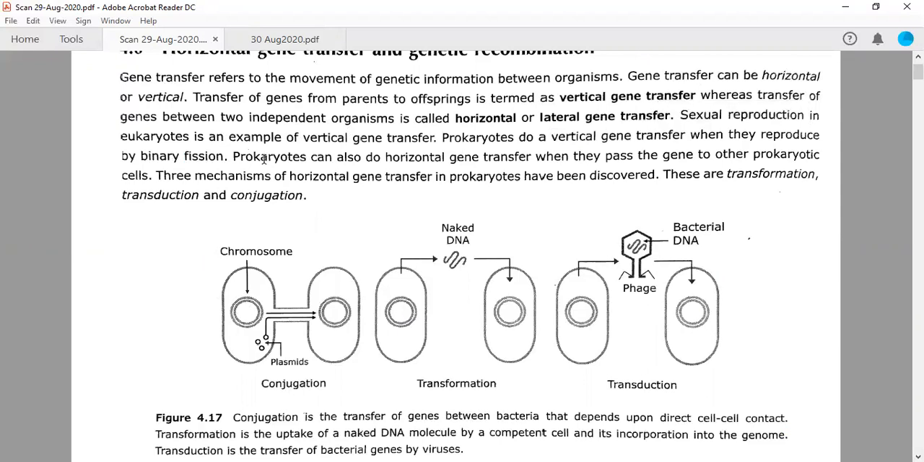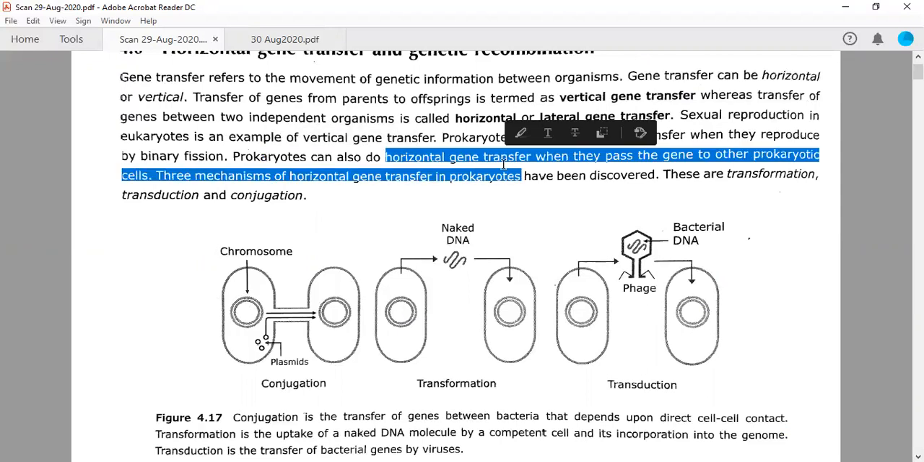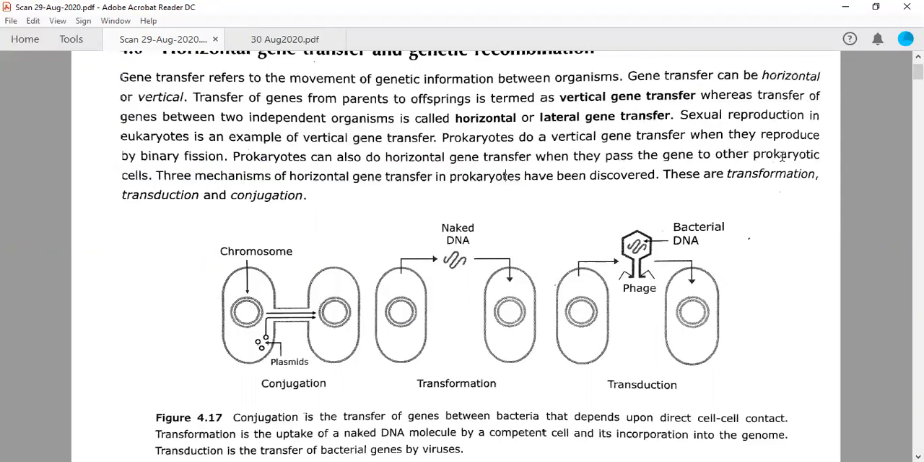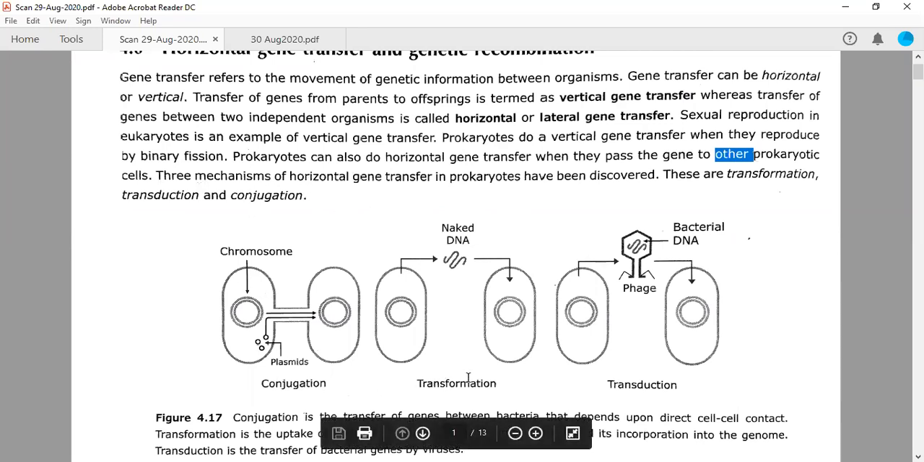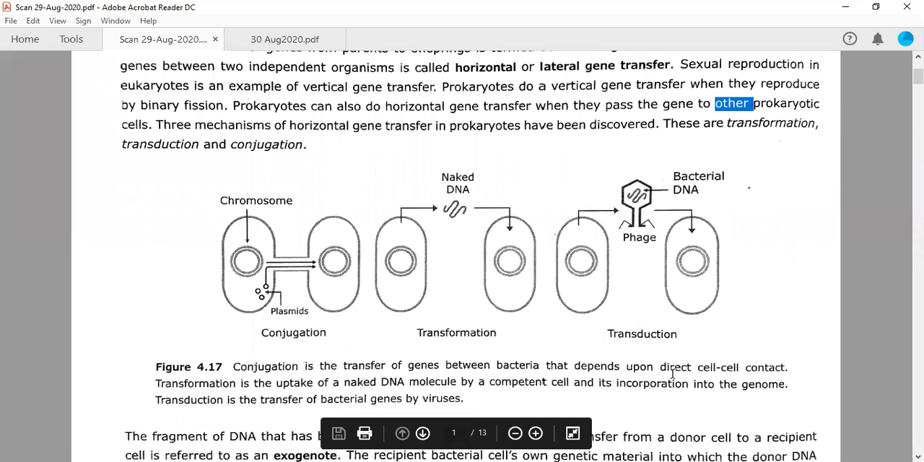But prokaryotes also show horizontal gene transfers. So these horizontal gene transfers pass genes to other prokaryotic cells. If they are transferring these genes to other cells, not the progeny or the offspring, then this is considered horizontal gene transfer. There are three ways: conjugation, transformation, and transduction. We have discussed with diagrams.